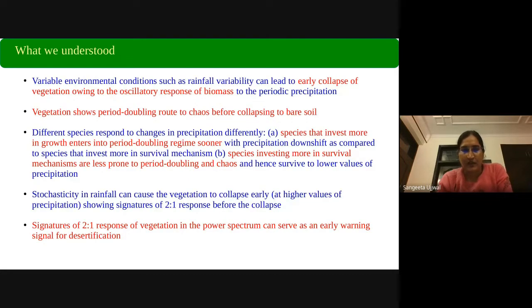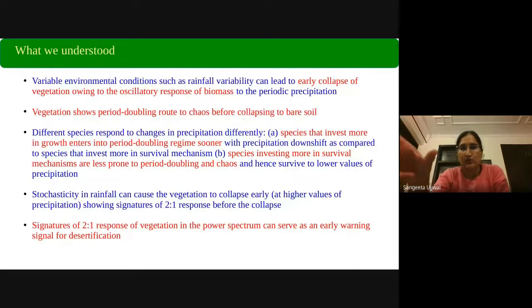So from this study, this is what we have observed: vegetation shows period doubling route to chaos before collapsing to bare soil. Different species respond to changes in precipitation differently, meaning that species that invest more in growth enter into the period doubling regime sooner with precipitation downshift as compared to species that invest more in survival mechanism. And also species that invest more in survival mechanism are less prone to period doubling and chaos.